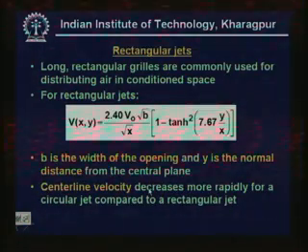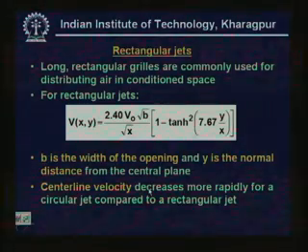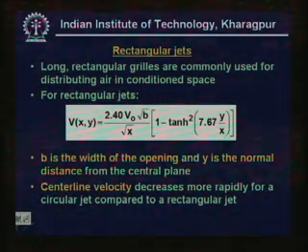Next, for rectangular jets, long rectangular grills are commonly used for distributing air in conditioned space. So, both rectangular as well as cylindrical jets are commonly used. For rectangular jets, the velocity profile is given by this equation: Vxy is equal to 2.40 multiplied by V naught multiplied by square root of B divided by square root of x, multiplied by 1 minus tanh square of 7.67 y by x.